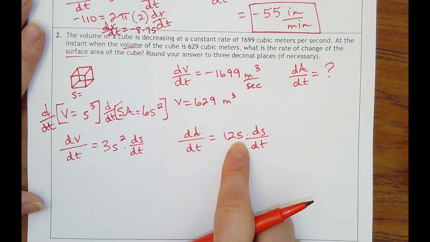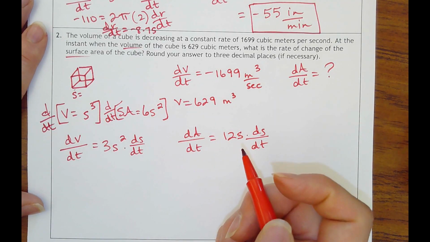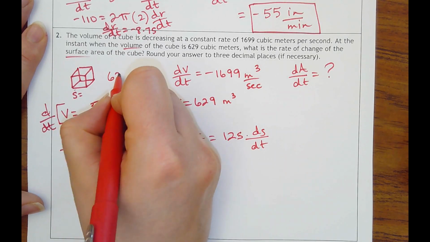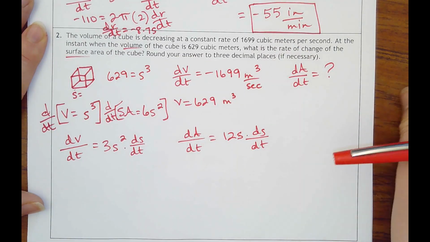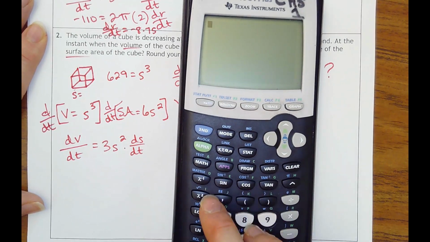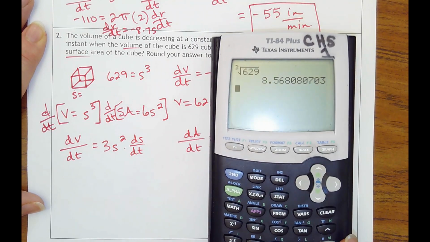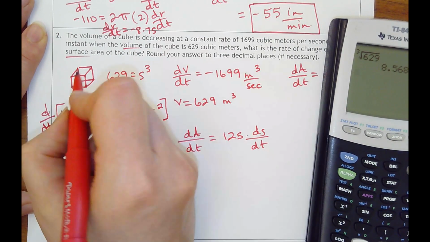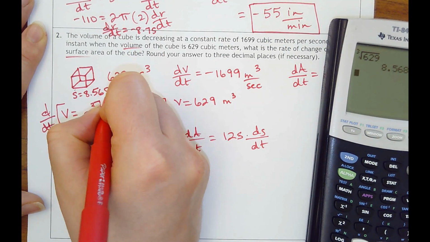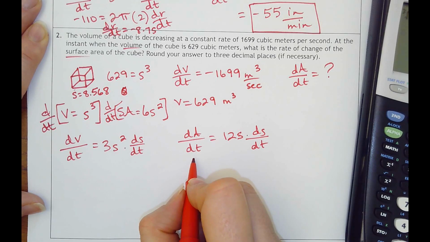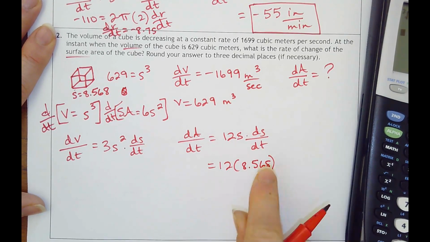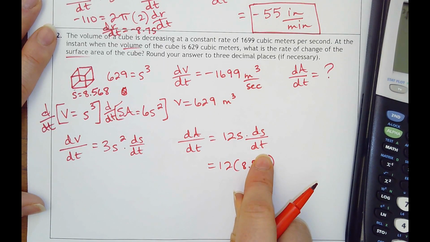I need a side. They don't tell me, but I know that the volume at the instant is going to be 629. So I'll have 629 equals what cubed? So I'll have to cube root 629, and that gets about 8.568. Well, that's not fun. Okay. Times ds/dt. How is the side changing with time?